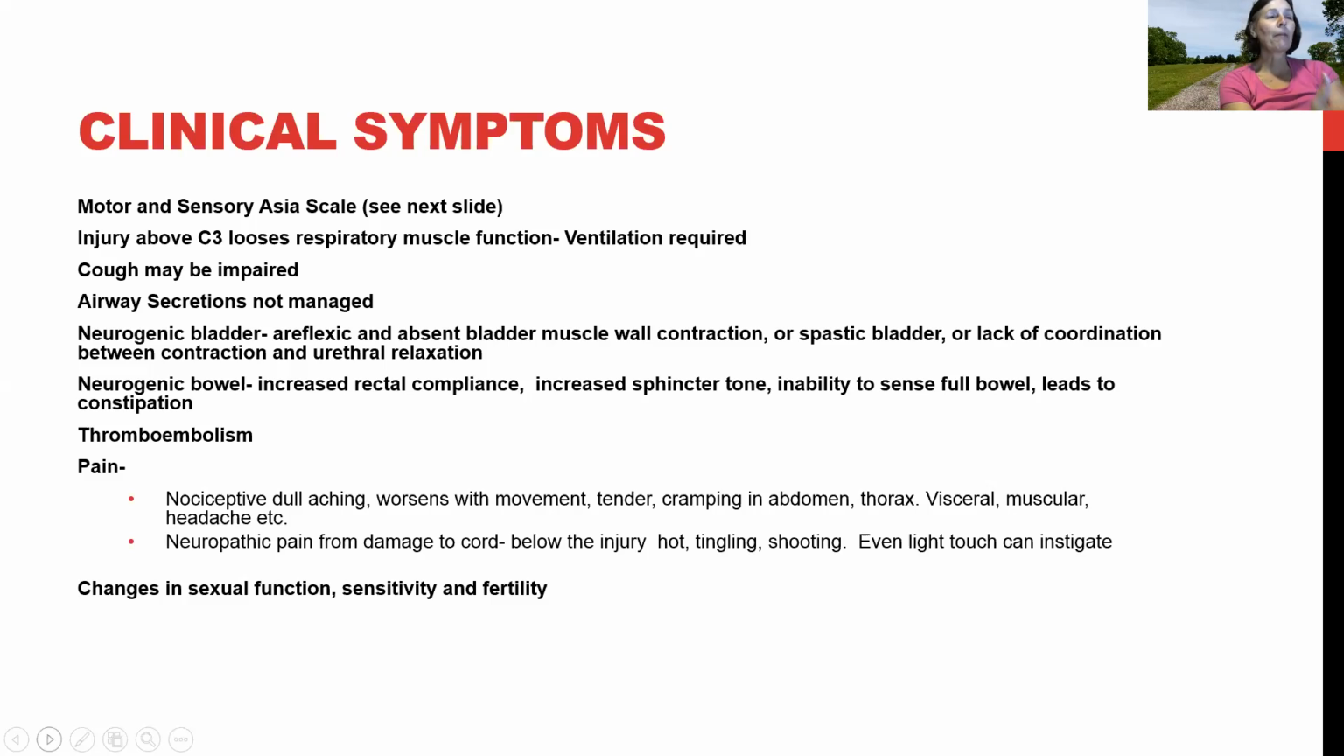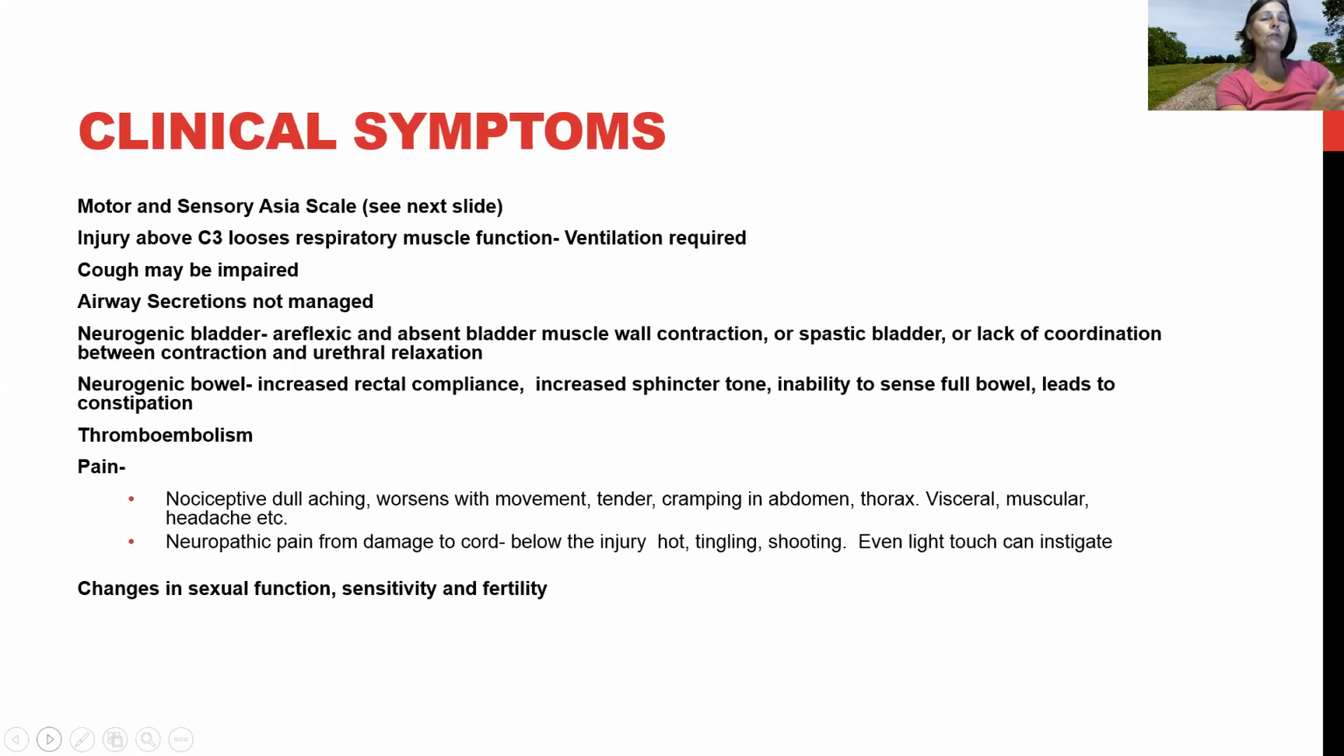So a neurogenic bowel is a patient that has increased sphincter tone, decreased peristalsis, increased rectal compliance. The rectum is relaxed, and so it can just store a bunch of stool, and the sphincter has increased tone, so it won't let it go. They have an absence of sensation, so they can't tell their bowels are full, and they're chronically constipated.